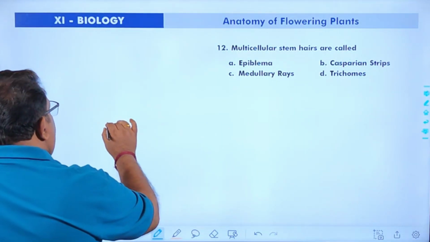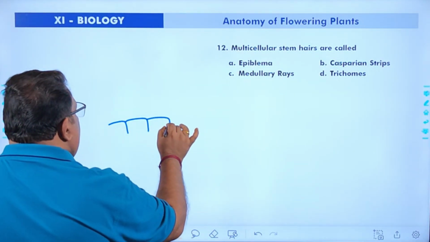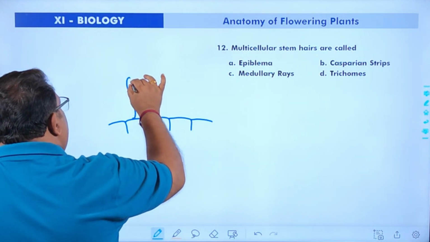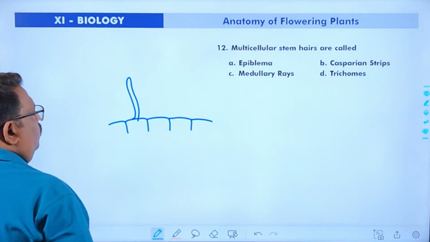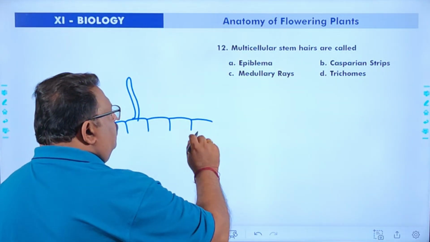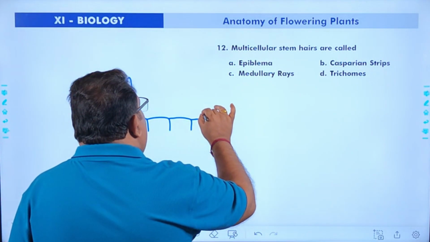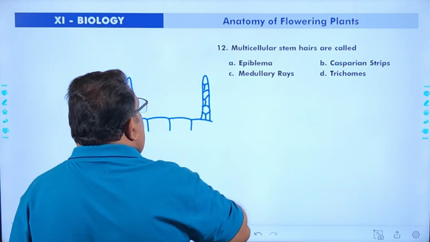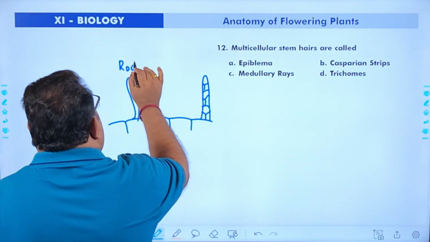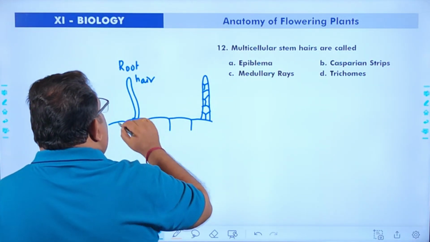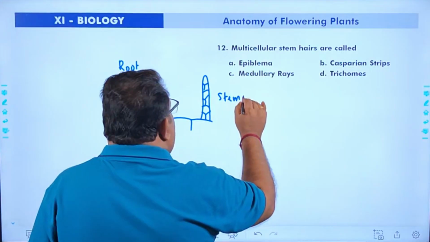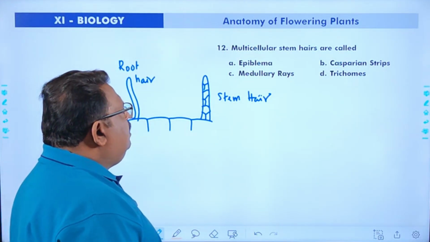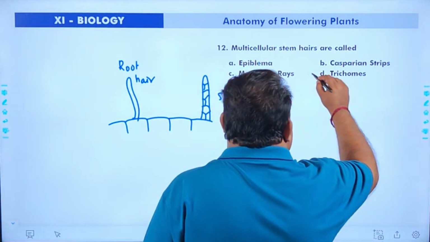Multicellular stem hairs are called. You can see that this is the epidermis. In the case of root epidermis, unicellular root hairs are present. In the case of stem, the hairs are multicellular. So this is root hair, unicellular, and this is stem hair, which is multicellular. And the multicellular stem hairs are called trichomes.